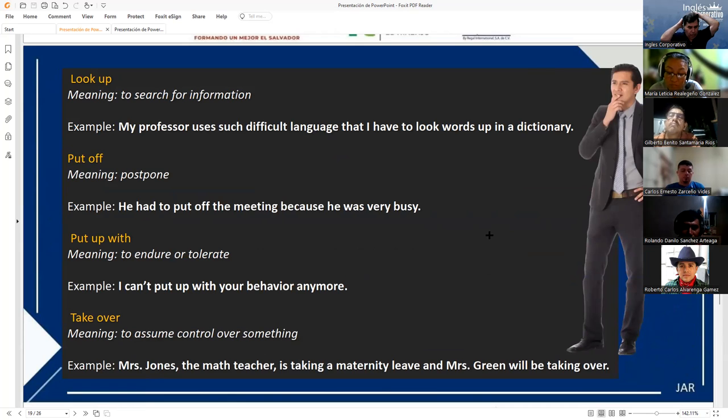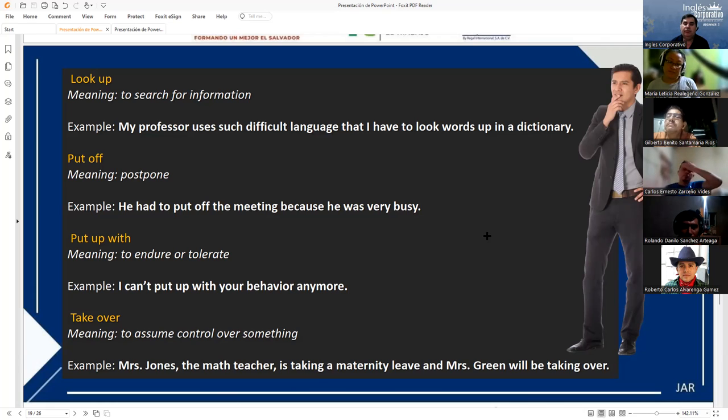Look up, to look for information in a dictionary, in an encyclopedia, etc. My professor uses such difficult language that I have to look words up in a dictionary. Put off, meaning postpone. What is postpone? Place for a later date, not to do today, to do it later. Example: he had to put off the meeting because he was very busy.